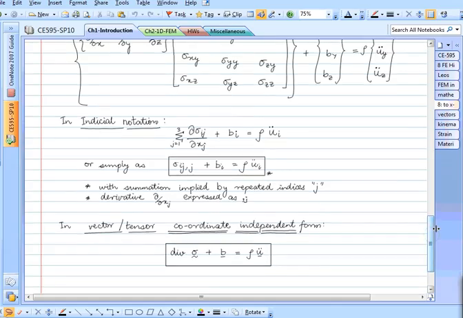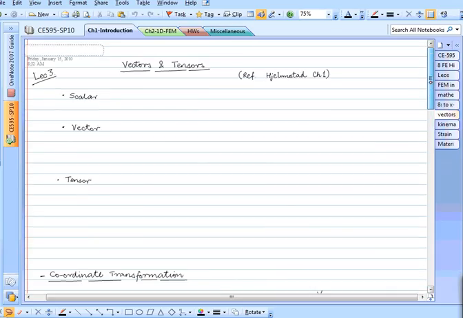So that's a little bit of a context of how important even mechanics is. But here I've also introduced to you a little bit of a notation about vectors and tensors. So let me talk a little more about that. And I'm going to ask you to take notes along with me here.